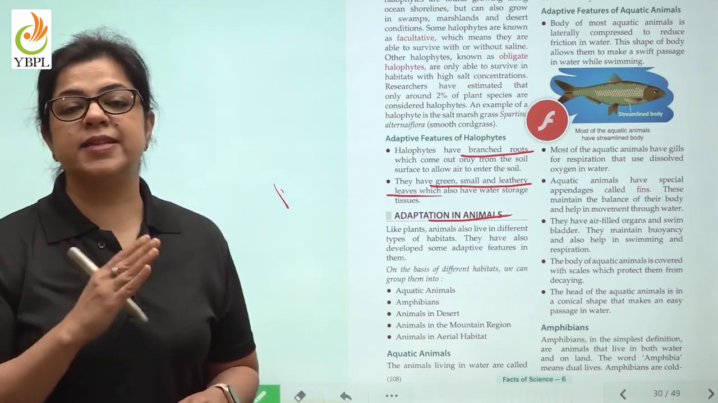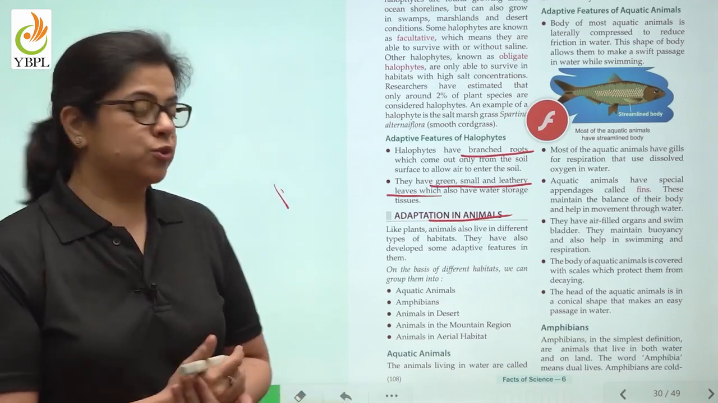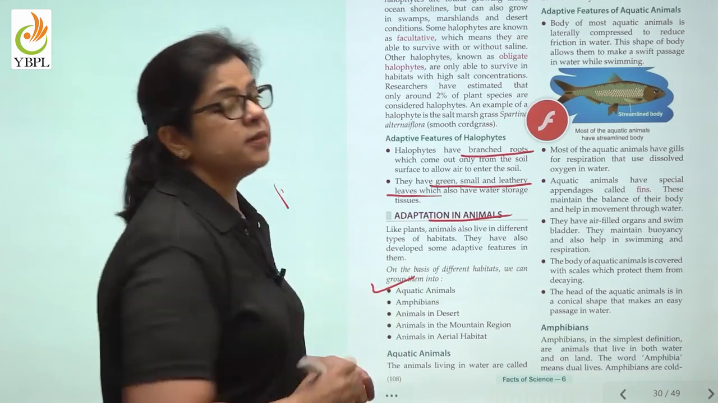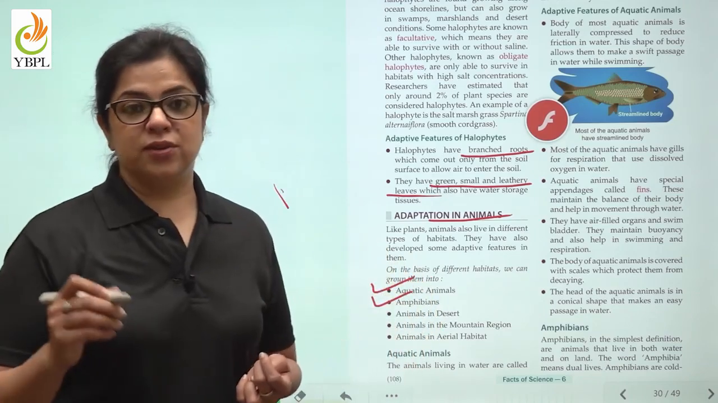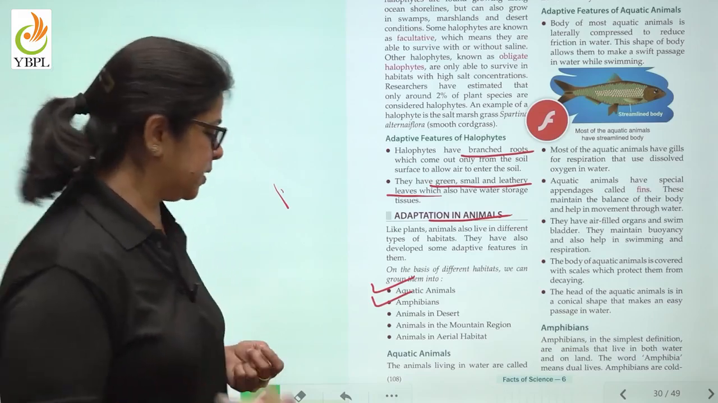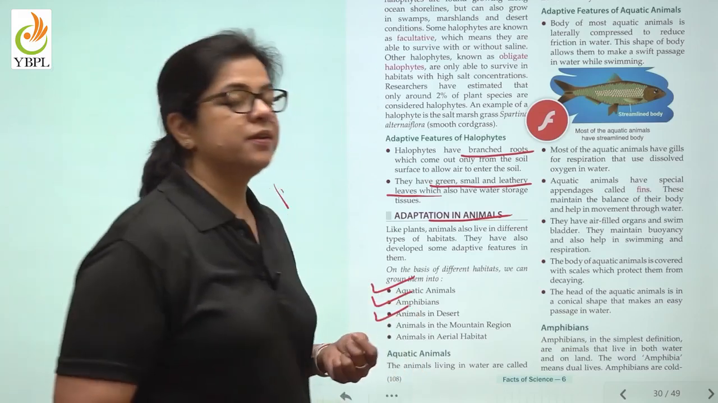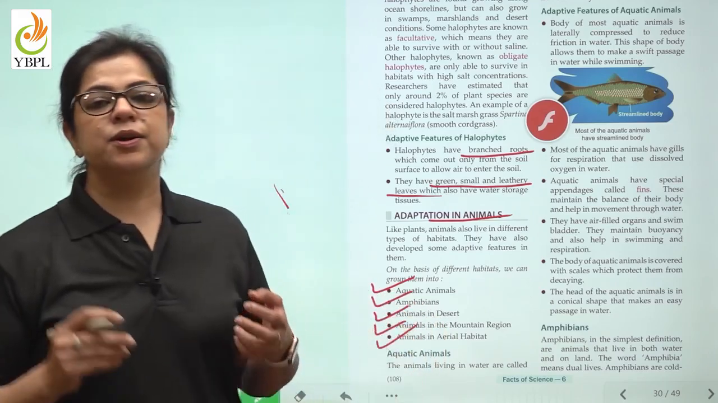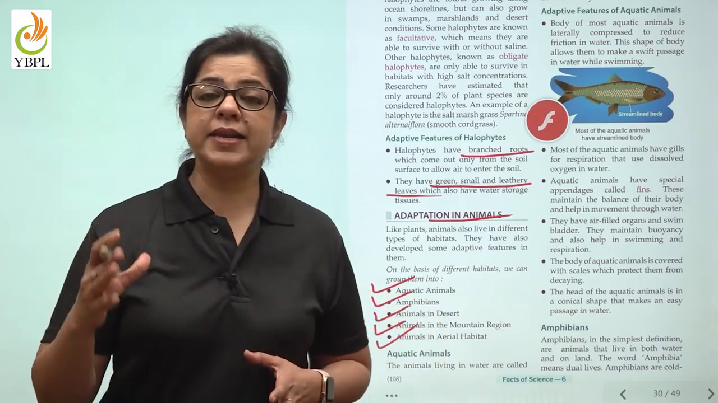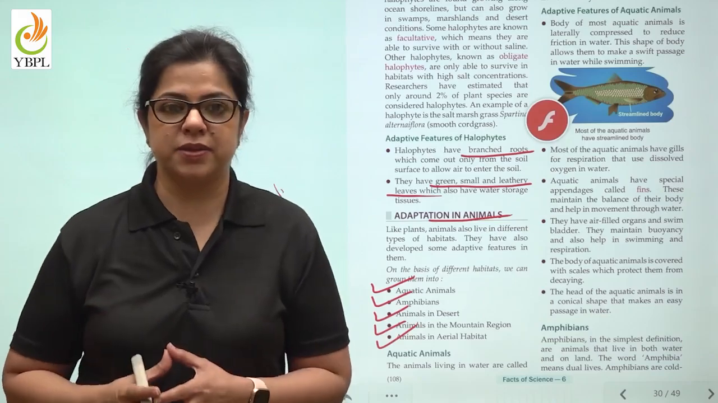Once again, just like plants, animals also live in water. They are called aquatic animals. Some like to live in water and on land. They are known as amphibians. Then there are animals that live in desert, in mountain region, and there are animals that can fly. Let's first talk about aquatic animals.